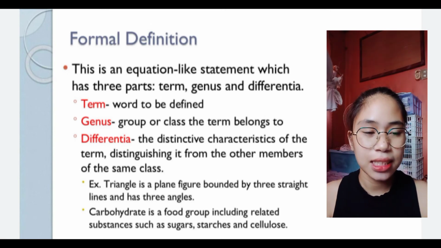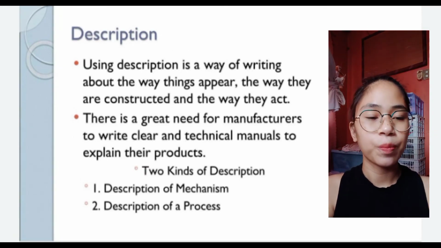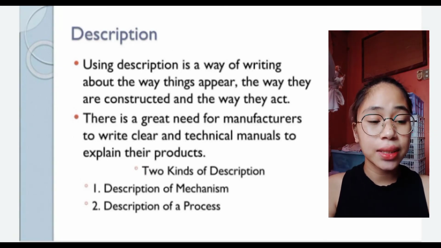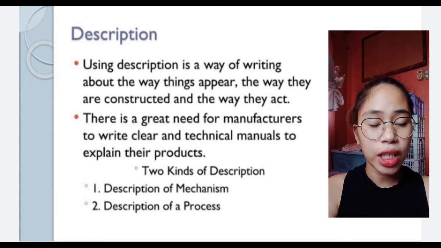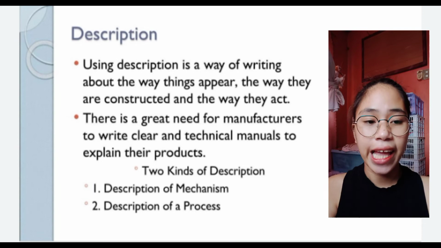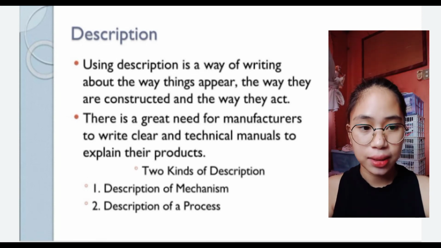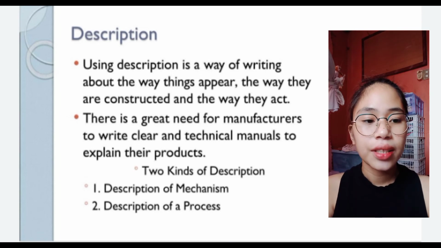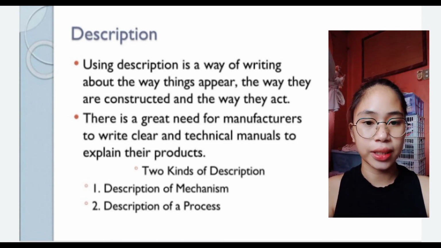And the next is description. Using description is a way of writing about the way things appear, the way they are constructed, and the way they act. There is a great need for manufacturers to write clear and technical manuals to explain their products. There are two kinds of description: description of mechanism and description of a process.